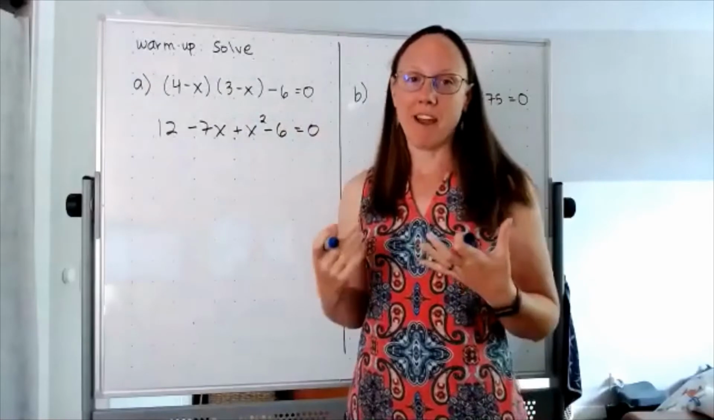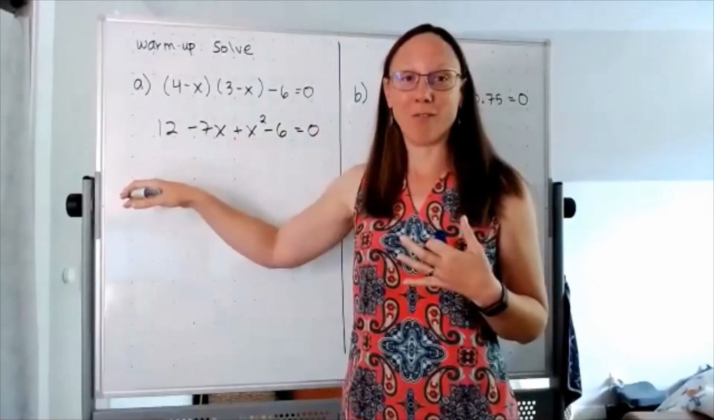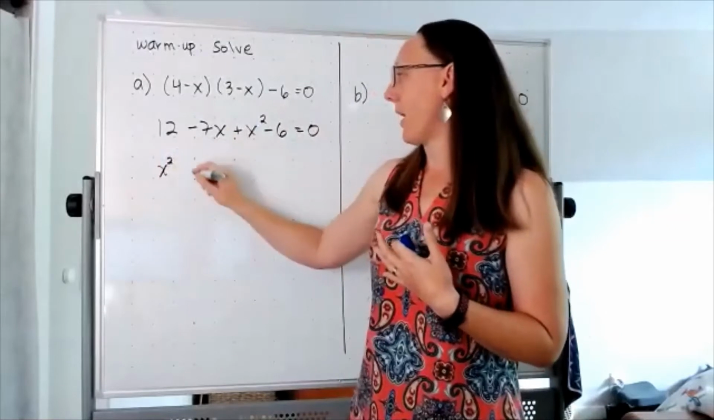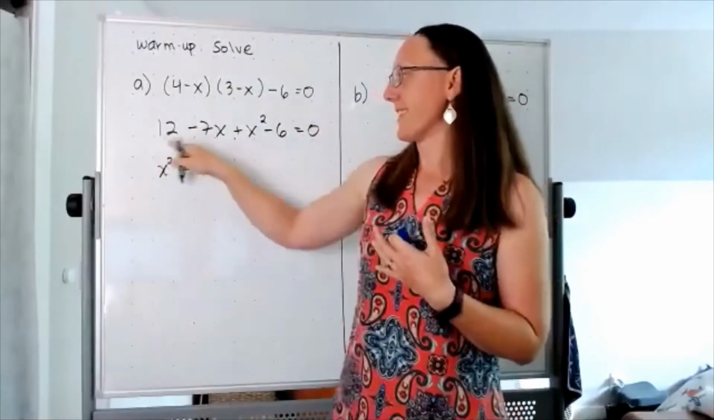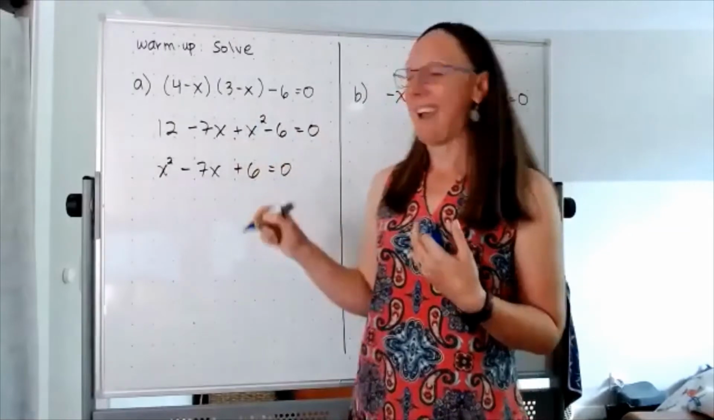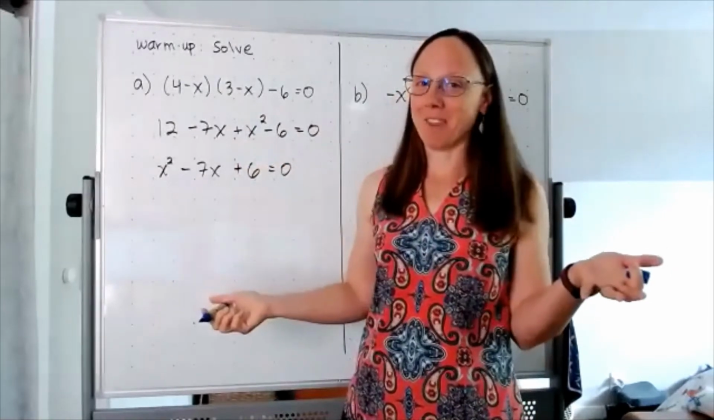Personally, if I'm going to factor this, I want that x squared to be in the front. And I'll group my constant. So 12 minus 6 would leave me a positive 6. And what do you know? It gives us something to factor.